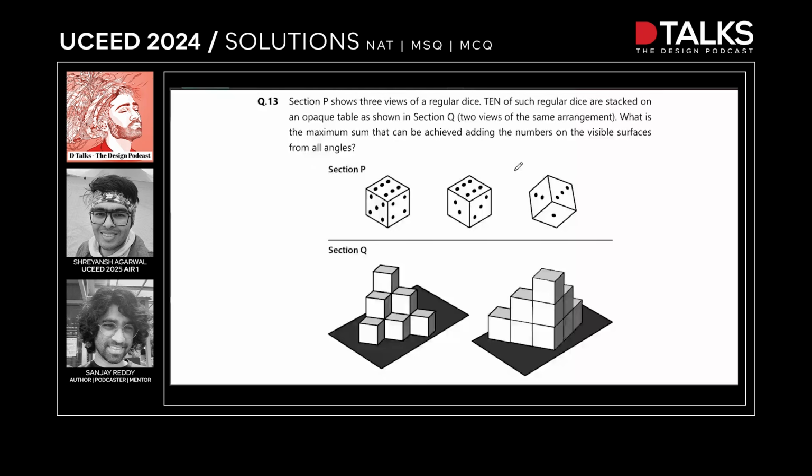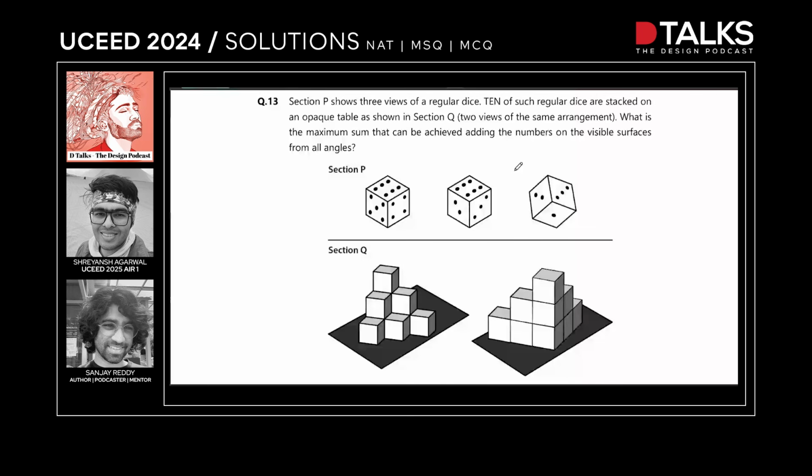Section P shows three views of a regular dice. 10 of such regular dice are stacked on an opaque table as shown in section Q. Top views of the same arrangement. What is the maximum sum that can be achieved adding the numbers on the visible surfaces from all angles?